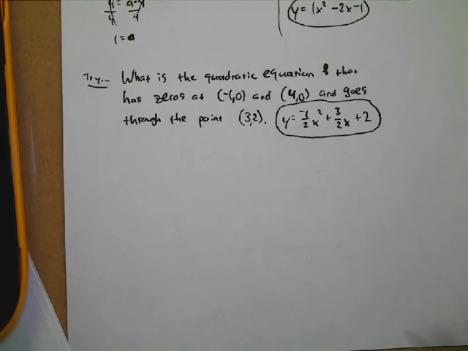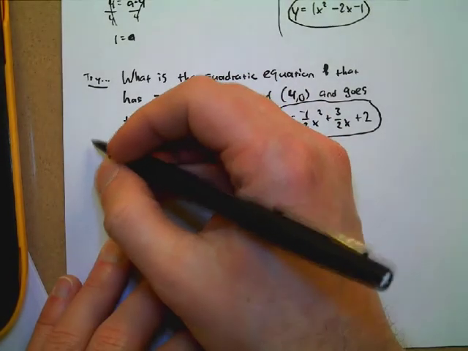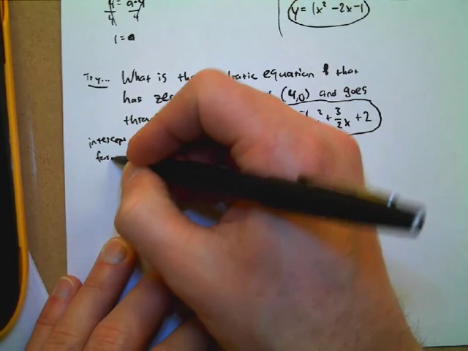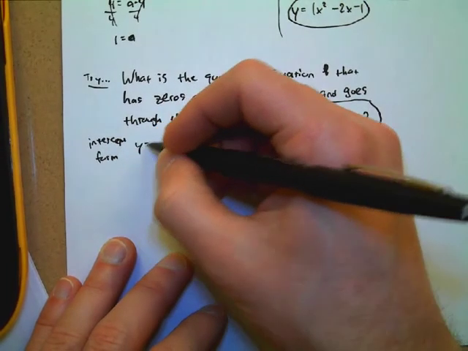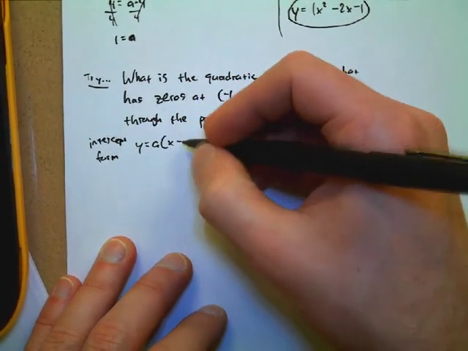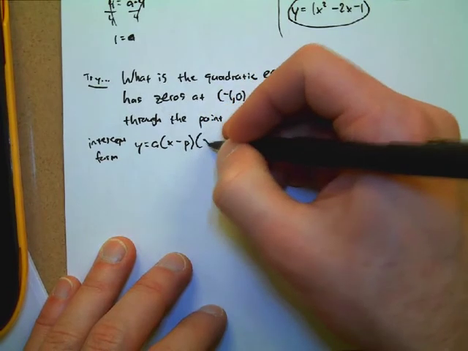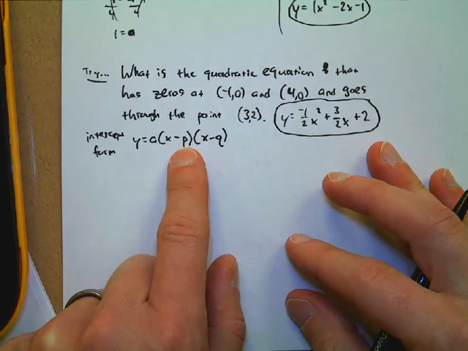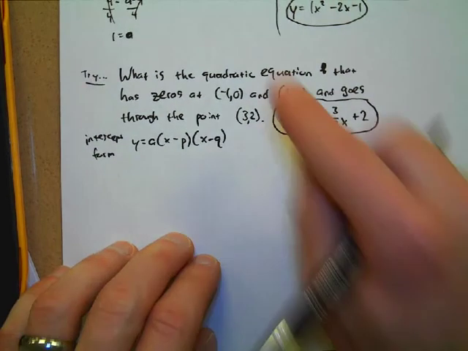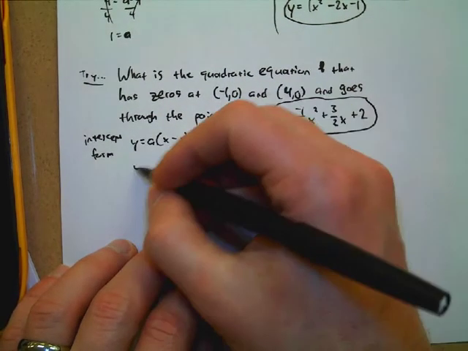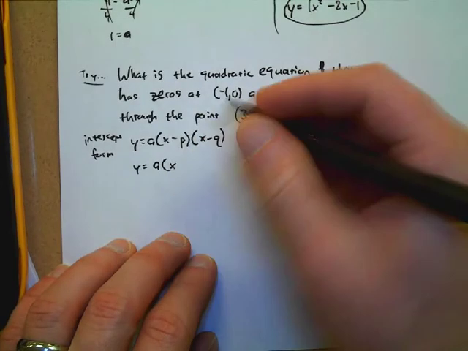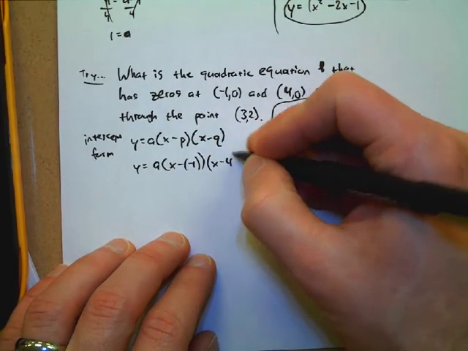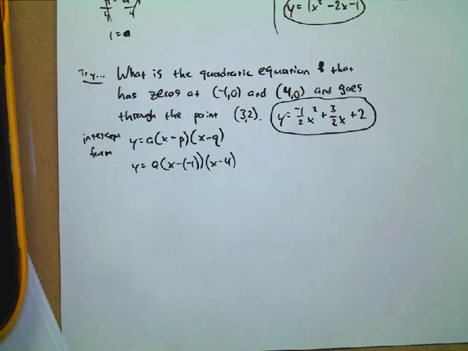Well, there's another form called Intercept Form that you can use. Intercept Form is y equals a times x minus p times x minus q. Okay, and p and q are the zeros of your quadratic. So in this case, it'd be -1 and 4. So in other words, we write y equals a times x minus negative 1 and x minus 4. It's like the factored version of your quadratic. You just use that factored version.